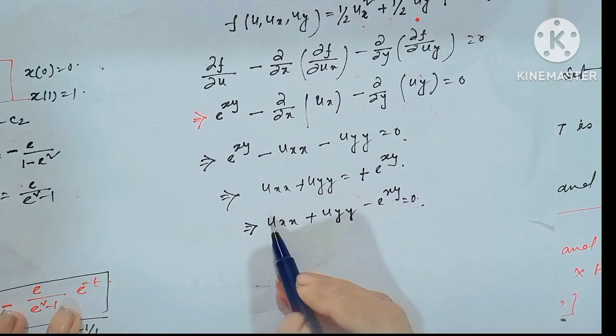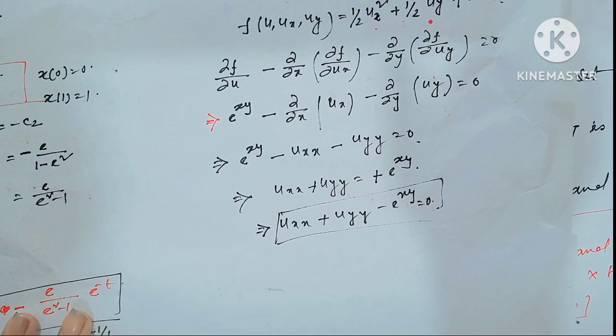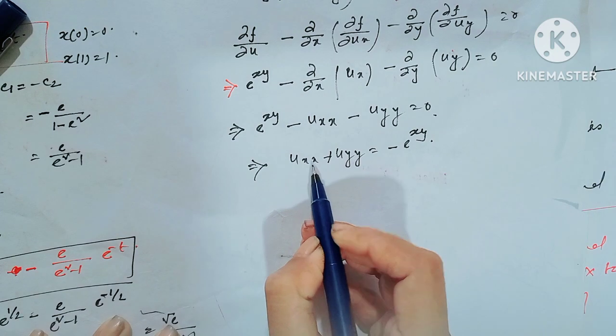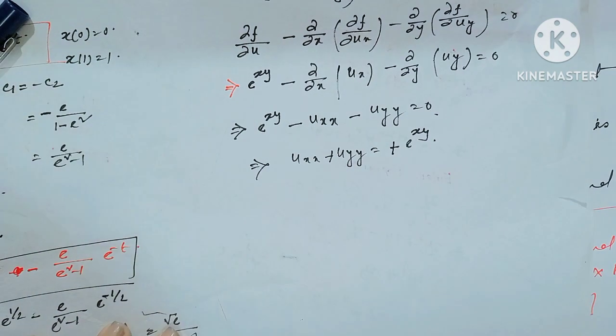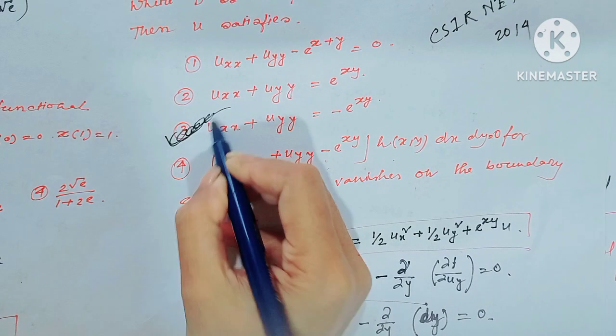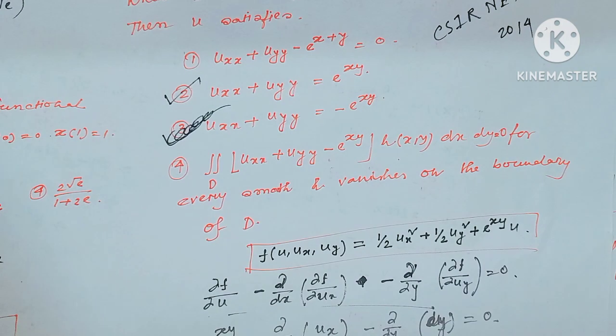That means u_xx plus u_yy equal to plus e^(xy), not minus. Therefore, not option 3. Option 2 is a right option.